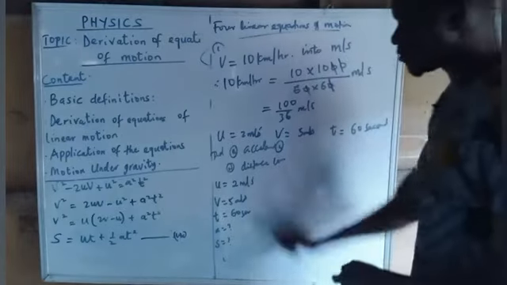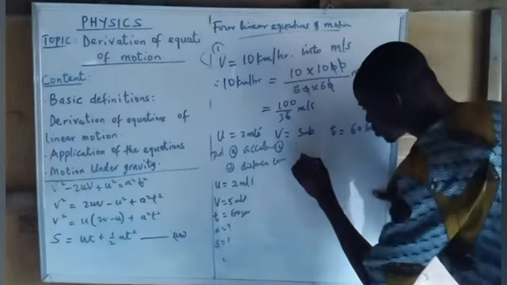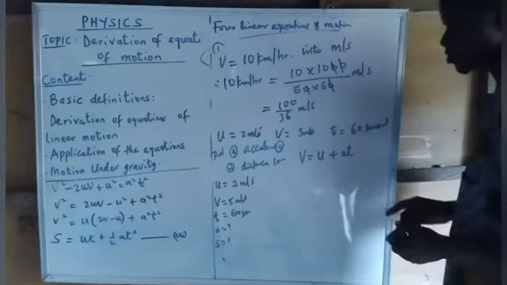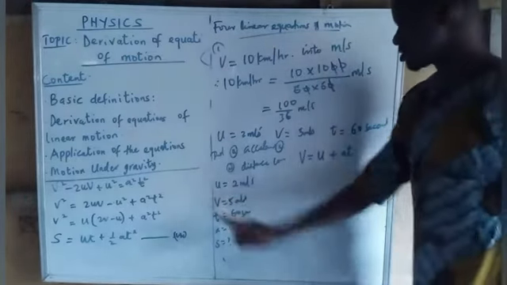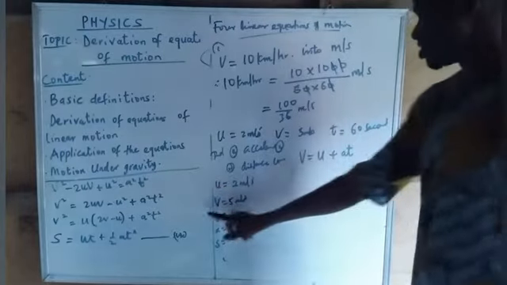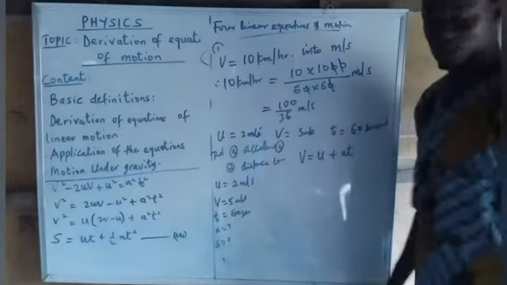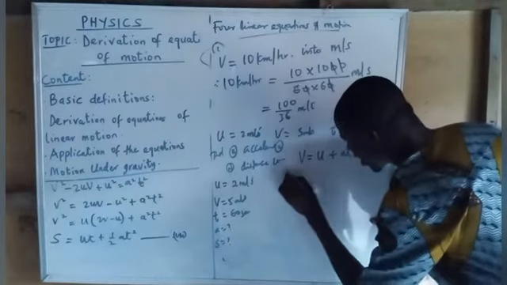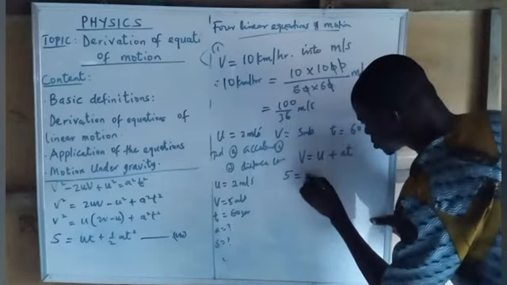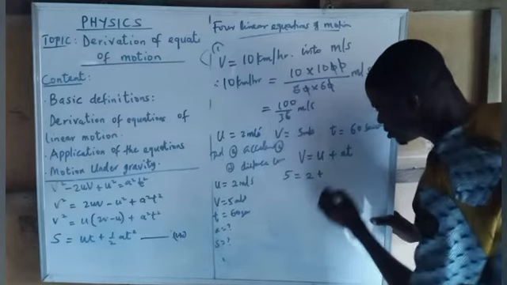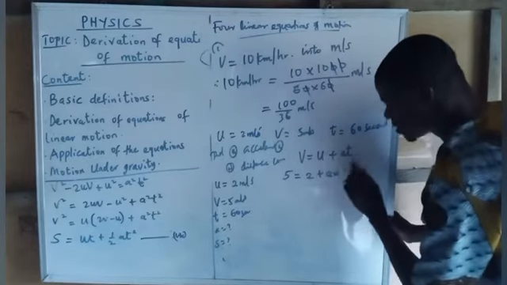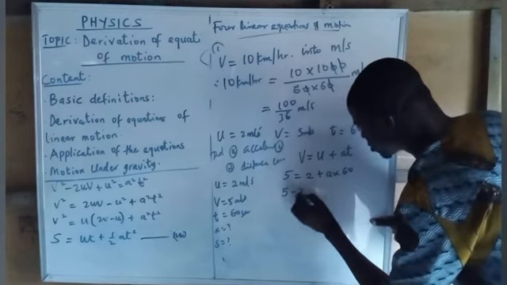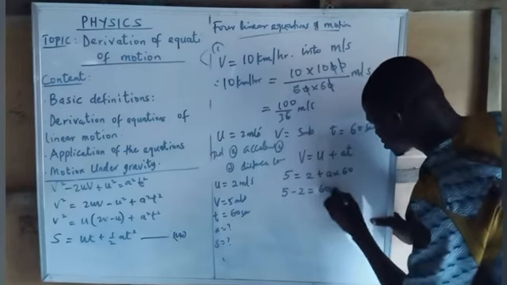If you look at these 4 parameters from our equations of motion, the first one that conforms with this is equation 1 of motion, which states that v is equals to u plus at. Look at the parameters. Final velocity is given. Initial velocity is given. The time is known. We are looking for the acceleration. So from these parameters, let's substitute. It means we have 5 is equals to initial velocity 2, plus acceleration, which is what we are looking for, times the time, which is 60. So if we subtract, 5 minus 2 is equals to 60A.